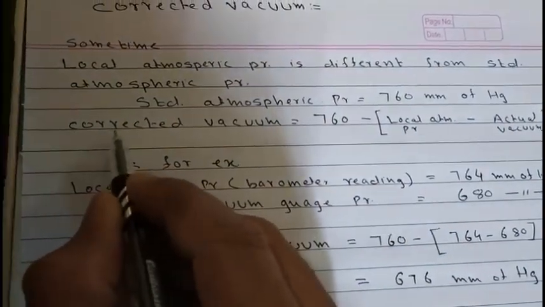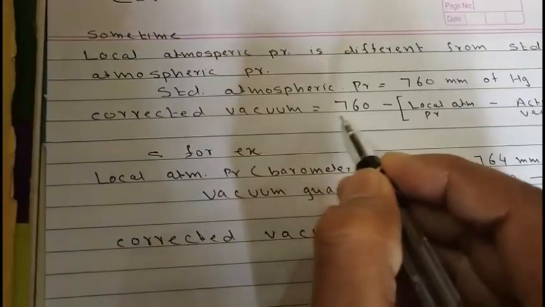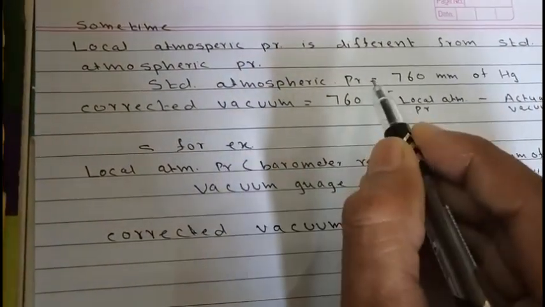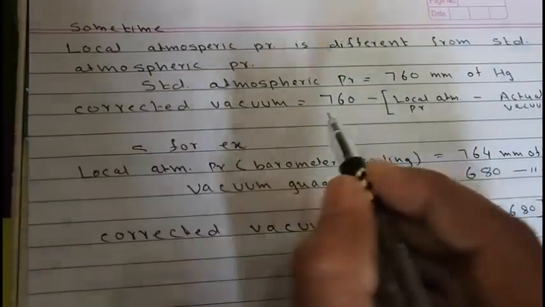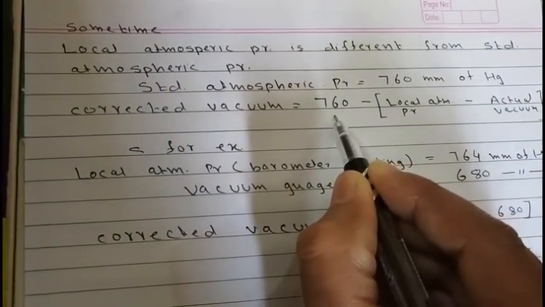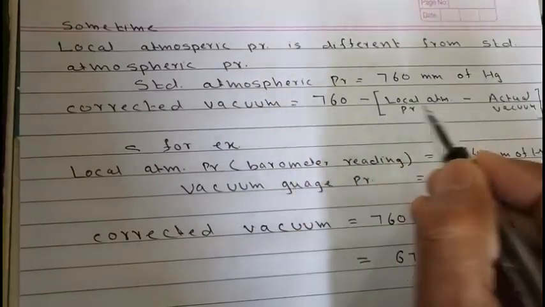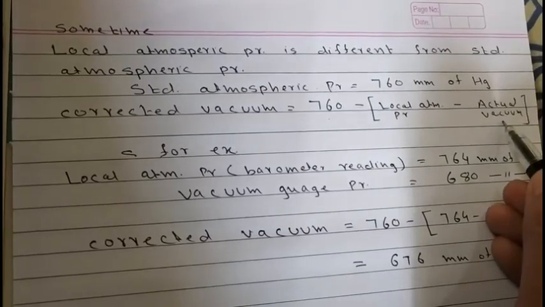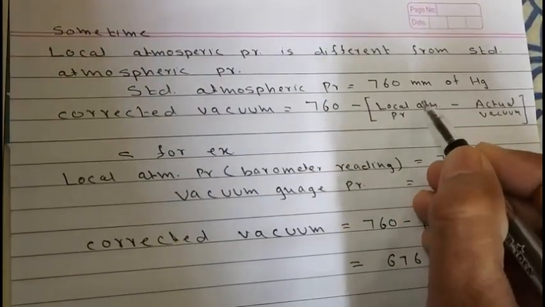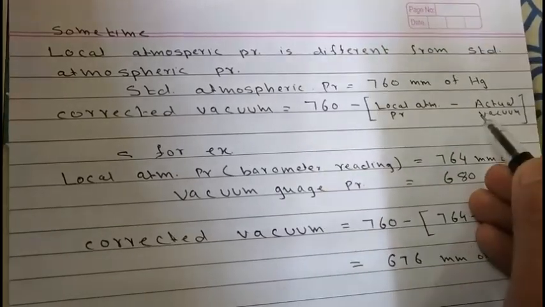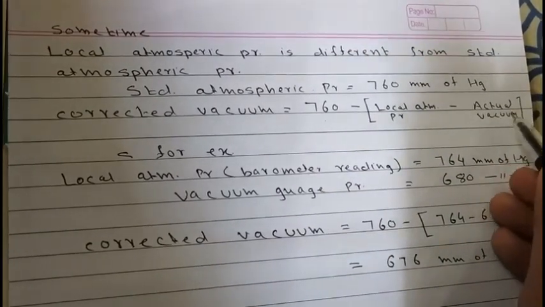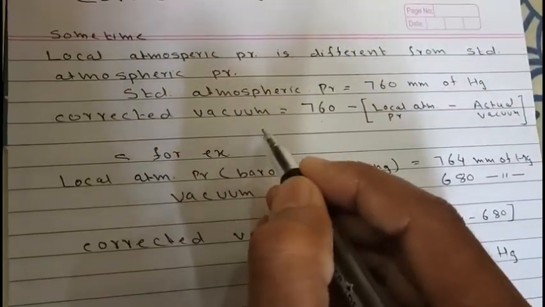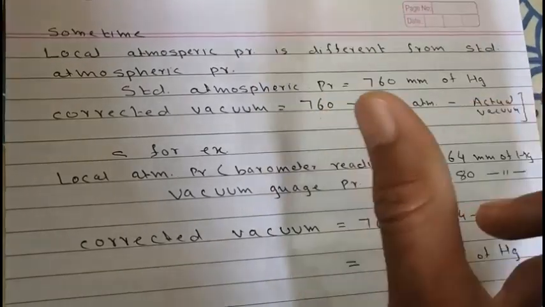So if you want to correct the vacuum according to the local atmospheric pressure, we have to use another formula, which is called the corrected vacuum. What is 760? It is the standard atmospheric pressure. So the formula for corrected vacuum is the standard atmospheric pressure, which is 760 mm of Hg, minus, in bracket, the local atmospheric pressure minus actual vacuum. Whatever the local atmospheric pressure is, take it in mm of Hg, minus the vacuum gauge reading. Whatever reading we get from the vacuum gauge, put it in this equation, and whatever you get is called the corrected vacuum.